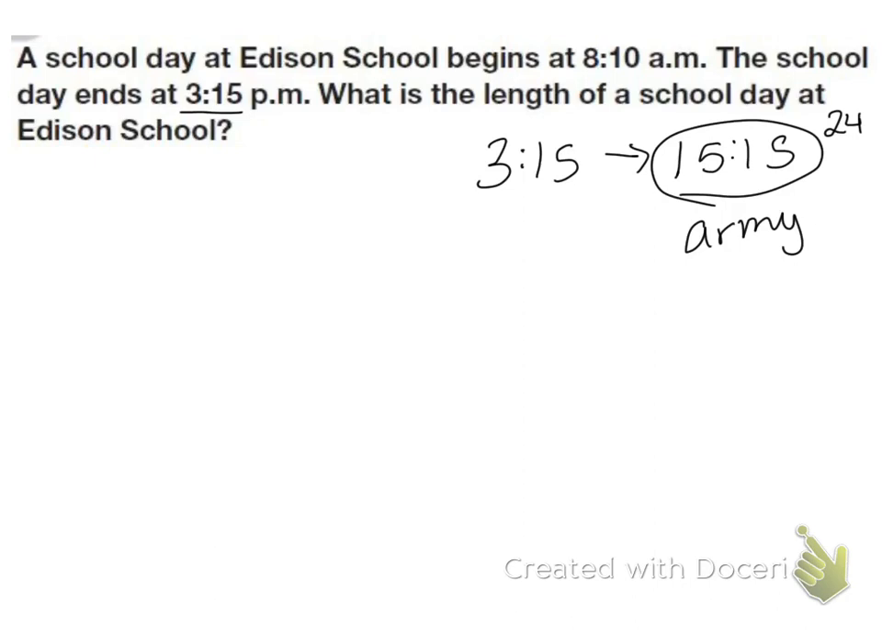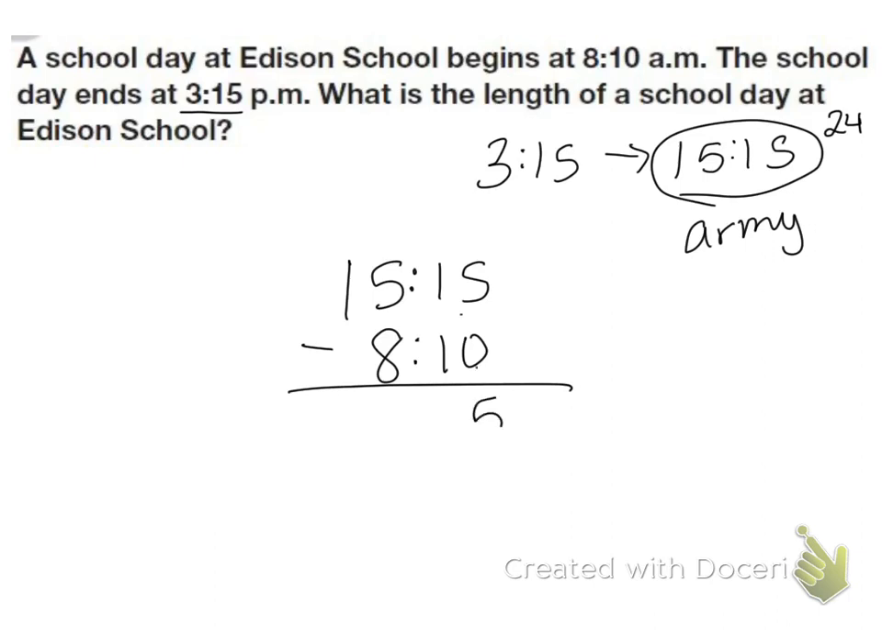So I can do 15:15 minus 8:10. Then we subtract the minutes and hours. So 5 minus 0 is 5. 1 minus 1 is 0. I bring that colon straight down. And then 15 minus 8 is 7. So that means that we have 7 hours and 5 minutes at Edison School, is how long the school day is.